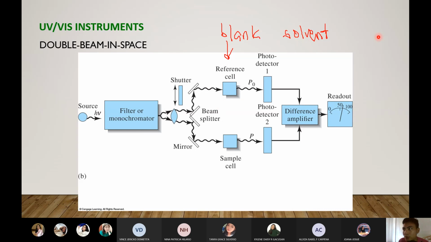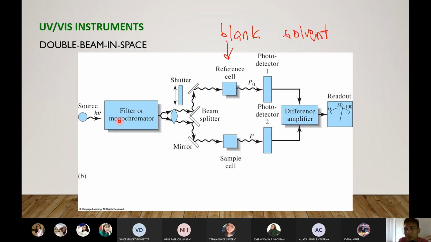So the purpose of adding the blank in the measurement is to correct the readings. Para mas correct yung readings natin, to minimize the errors. Kasi sometimes yung ating solvent, they can absorb light as well. Pwede rin sila mag-absorb ng light. So magkakaroon ka ng error sa measurement.